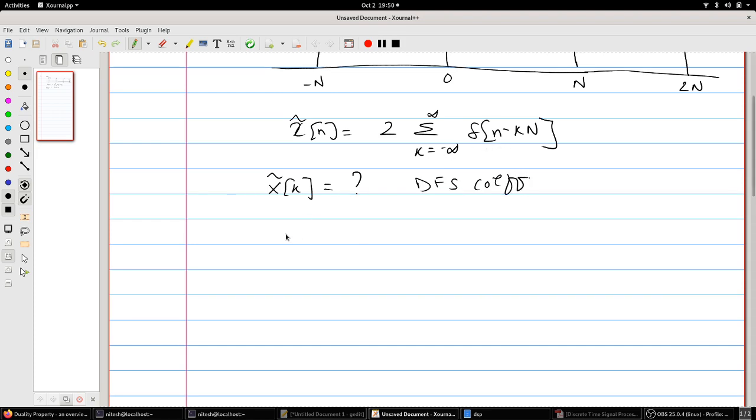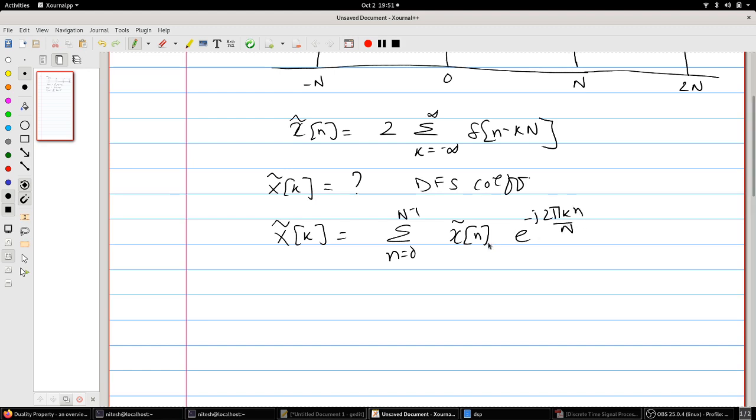So I know the formula, that is x tilde of k is equal to summation n equal to 0 to N minus 1. It's over one period, so I can assume any period here. It should have N samples. Since it is periodic, I could have gone from n equal to 1 till N also. That's not a problem. Let me take a convenient one, n equal to 0 to N minus 1, of x tilde of n times e raised to minus j 2 pi k n over N.